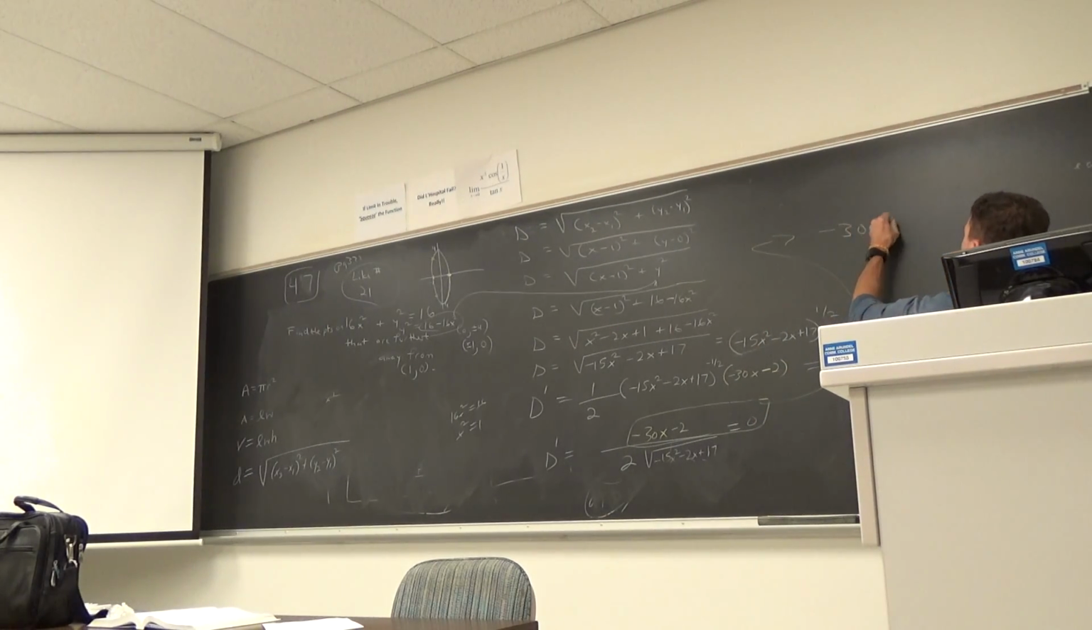I'm just going to come up here and get negative 30x minus 2 equals 0. How do I solve that? Add. And the y negative 15. You got it. Boy, it's small, but it's actually got a negative.